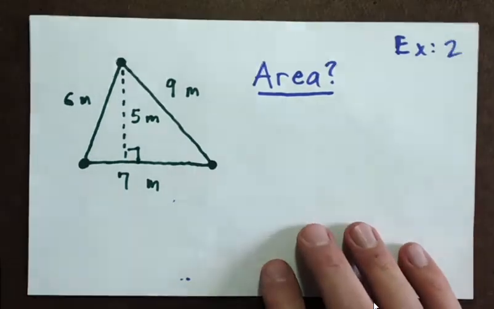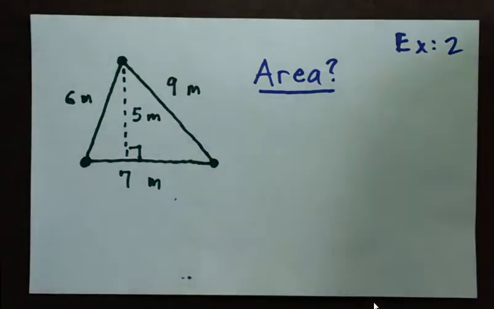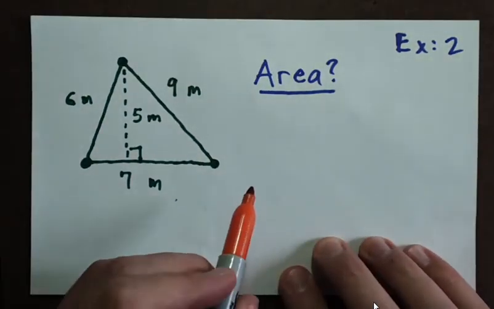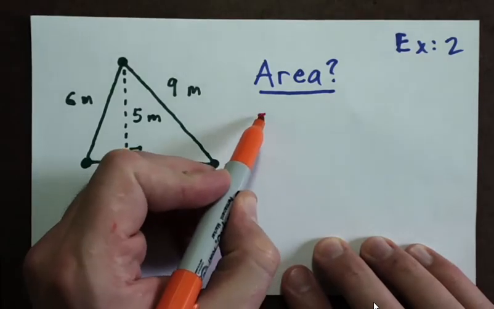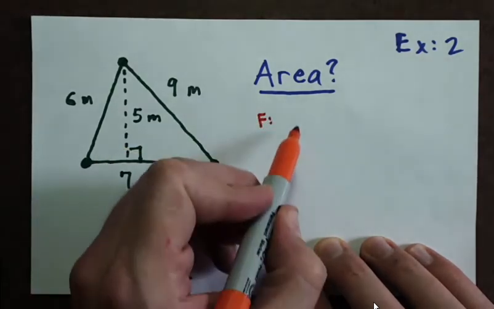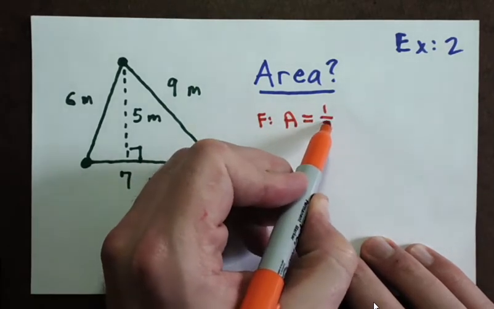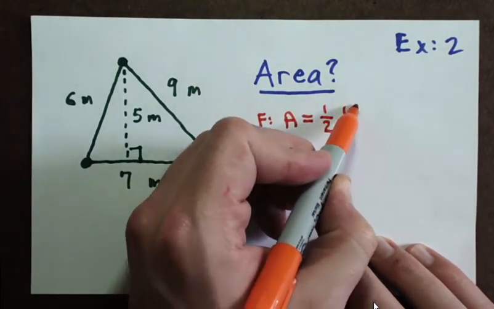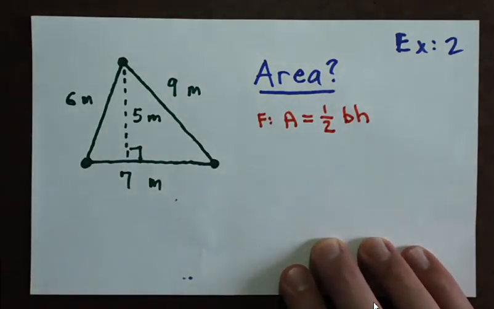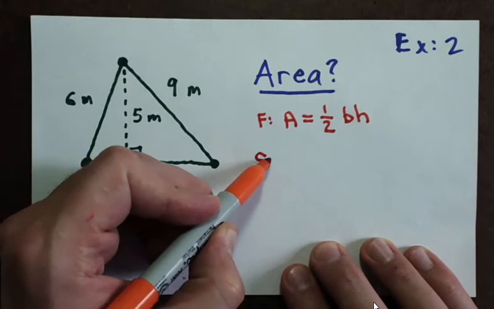Okay, now we're going to work on example 2 here. Once again, we're going to write down our formula for our triangle. Alright, and our formula is area equals 1/2 times base times height. You have to write down the formula every time, even if you know what it is. Just get in the habit.